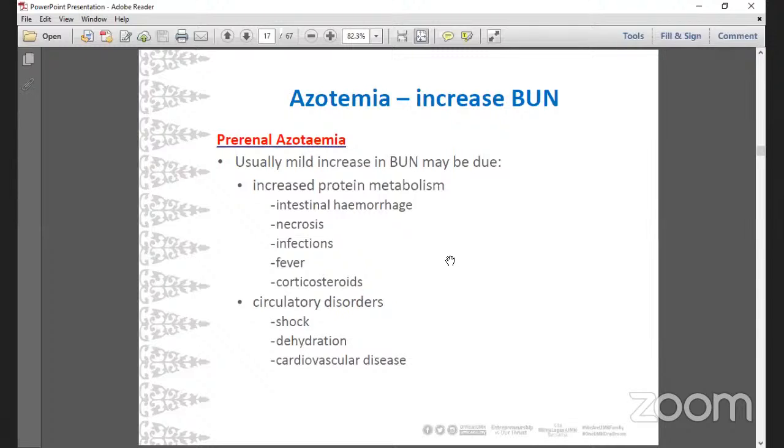The second one is circulatory disorder. When there is a circulatory disorder, there will be reduced blood flow to the kidney. Conditions like hypovolemic shock, dehydration, meaning lack of water in the body, and also cardiovascular disease due to decreased cardiac output, will affect blood circulation to the kidney.